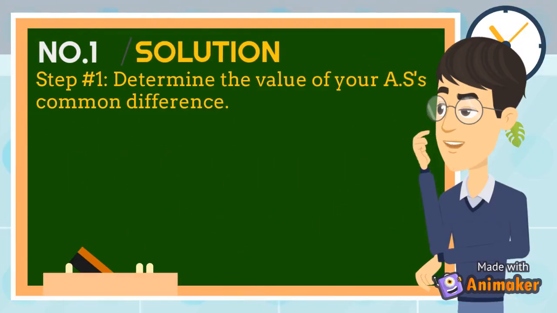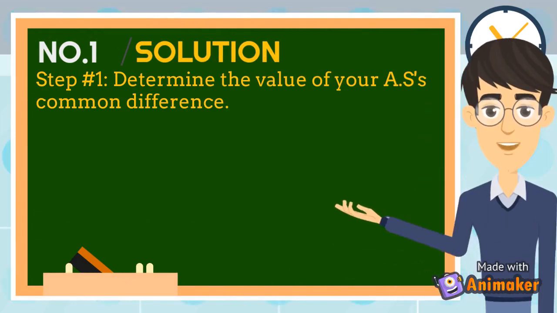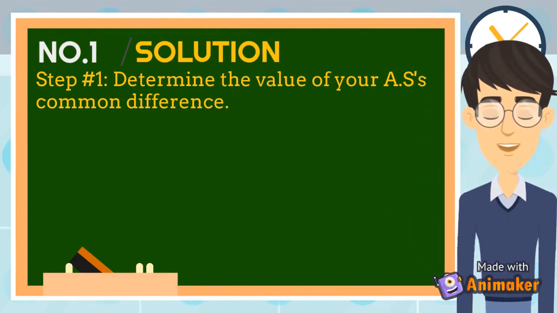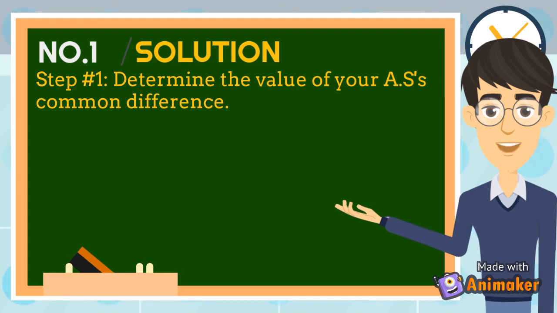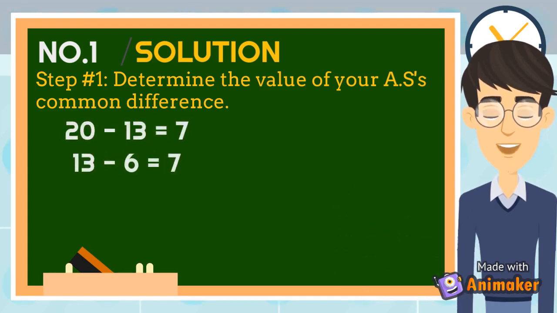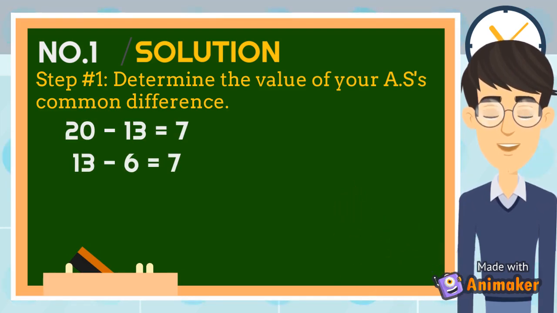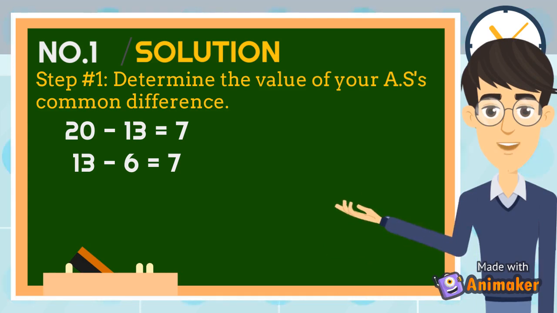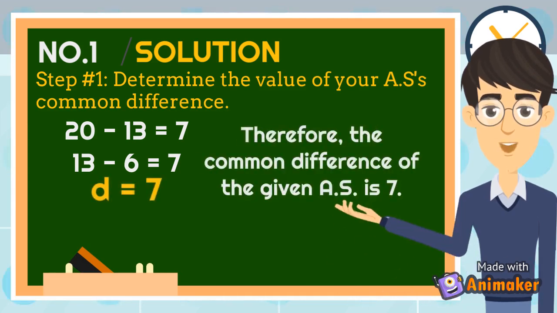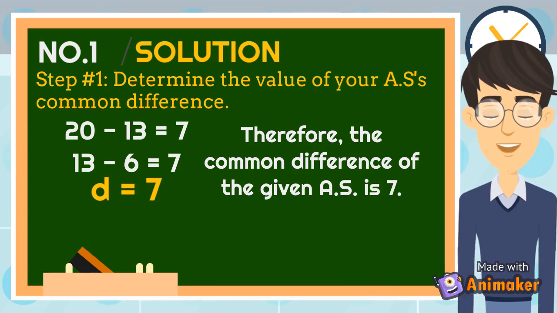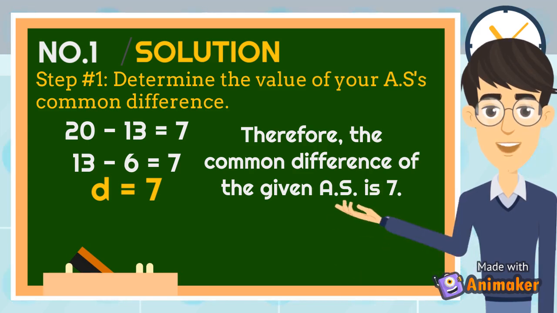First step, we need to determine the value of the common difference. Again, just simply take any number from the sequence except the first term and subtract the previous one from it. We have there 20 minus the previous term, which is 13, and their difference is 7. Next, we have 13 minus 6, which is equal also to 7. Therefore, the common difference is 7.